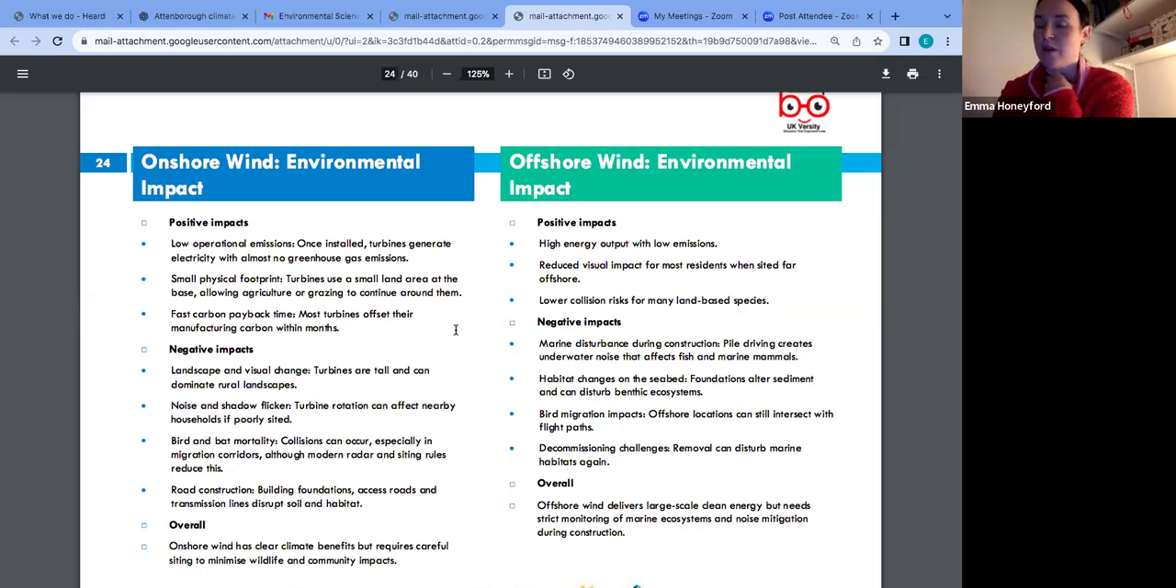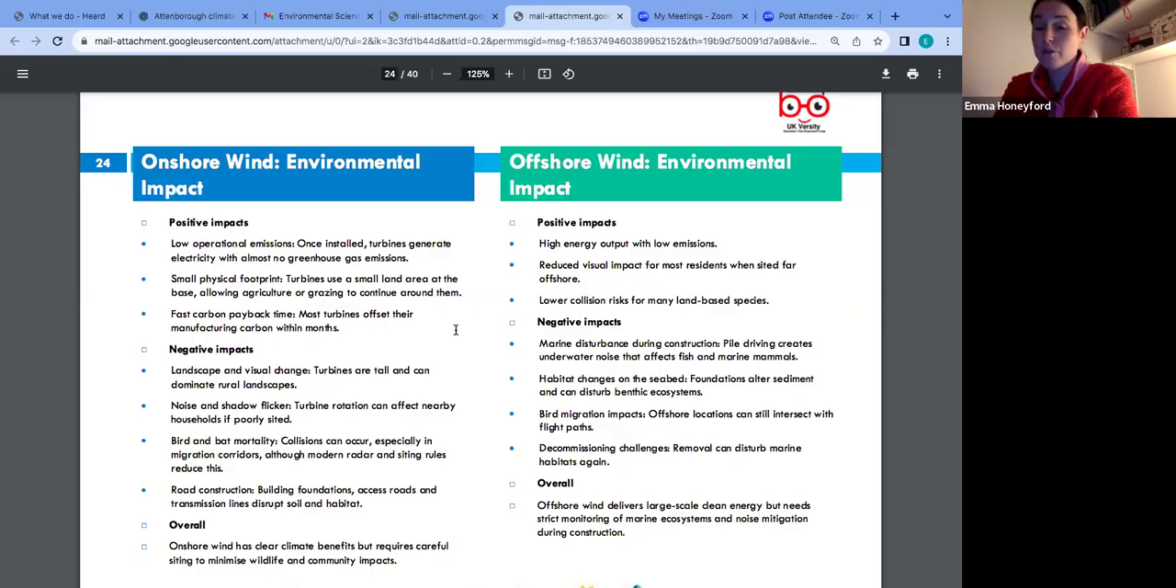And I guess it does then come to using judgment, like which species do we want to protect more than another. It can come to some difficult questions, so just to be aware of. So negative impacts, marine disturbances during construction. Pile driving creates underwater noise that affects fish and marine mammals. Habitat changes on the seabed. Foundations alter sediment and can disturb the ecosystems.